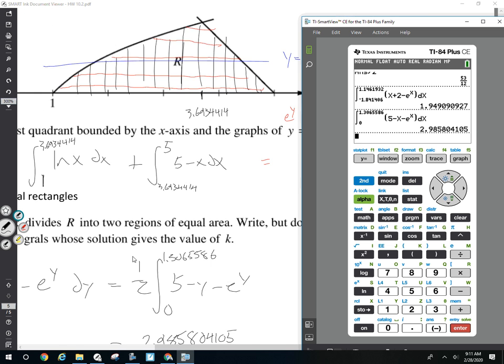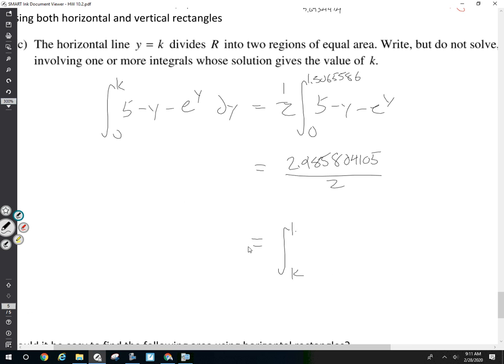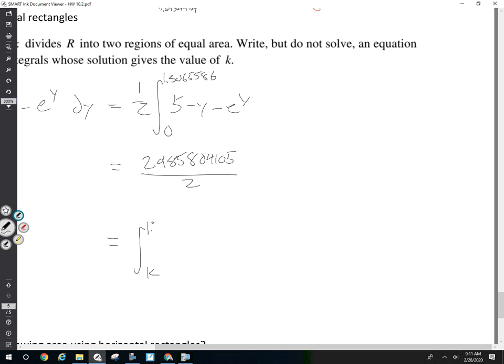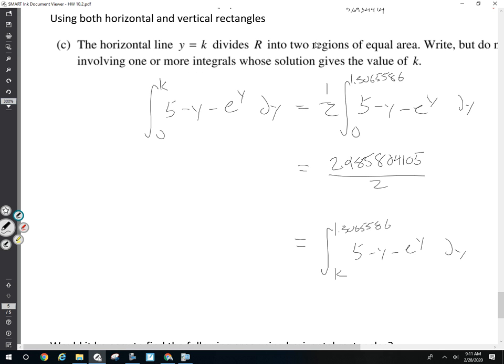You could say this equals the integral from k to 1.306 of 5 minus y minus e to the y. I can't read my handwriting. These are all acceptable right sides of this equation. But the left side, you should all have that.